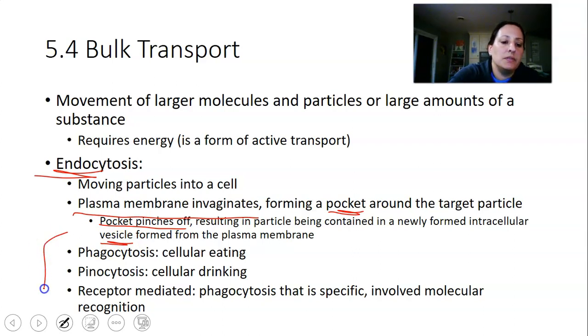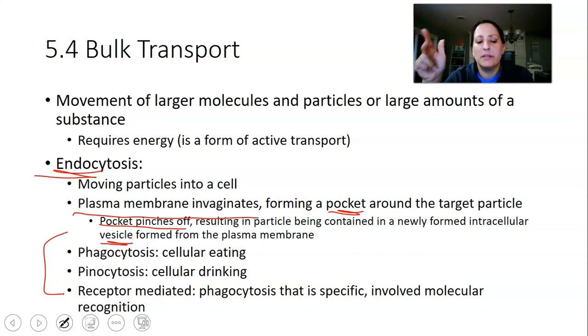There's 3 types of endocytosis. There's phagocytosis, which I like to call cellular eating. It's the uptake of particles, particulate matter, in a non-specific way. Pinocytosis, I like to think of as cellular drinking. It's the uptake of large amounts of solvent. Okay, and sometimes there's solute in there as well.